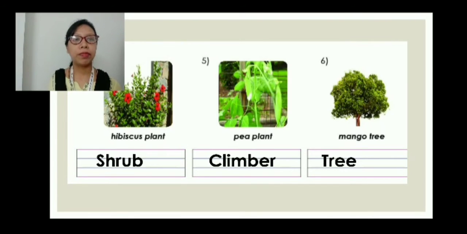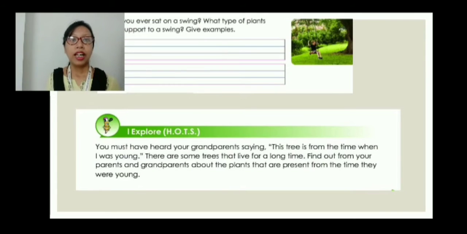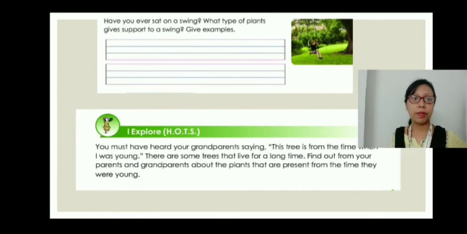Then we have the pea plant. Pea plant also needs support to grow upwards. That means it is also a climber. And number 6 is mango tree, which is a big tree with a strong and broad stem. So this is a tree. Then we will come to the next part.